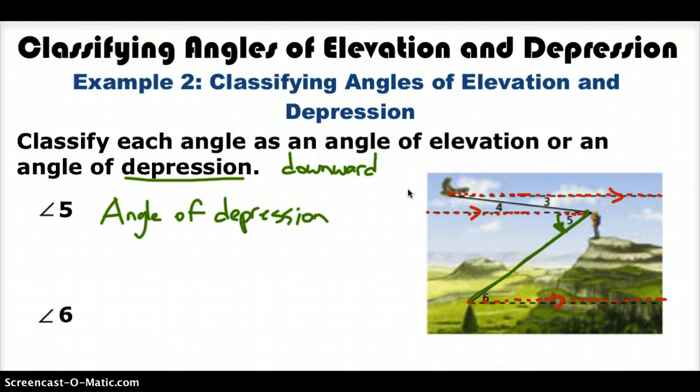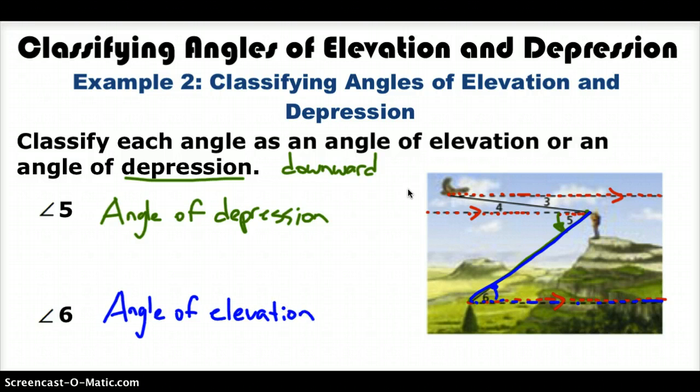And we'll take a look now at angle 6. Angle 6 looks like it's formed from this horizontal line at the top of the tree, and it goes all the way up to that guy's sight line. So angle 6 is formed by this horizontal line right here, and it goes from the horizontal line upward. So again, up we think elevates. So this is an angle of elevation.